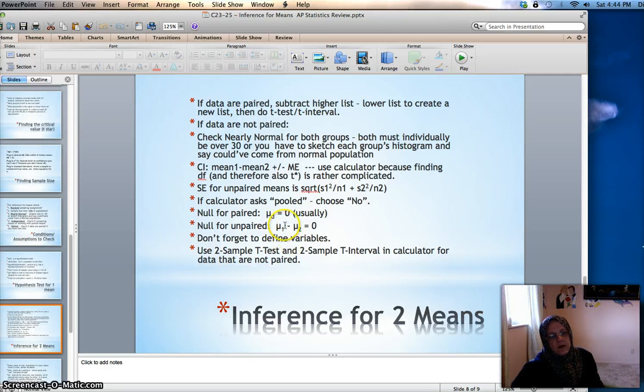Make sure you say that this is the mean of the women, this is the mean of the men, and be as specific as you need to be. So like maybe this is the mean weight of US women, this is the mean weight of US men. So don't forget to define those variables and make it clear when you define them that you're talking about the parameters, not the statistics. You're talking about the population, not the sample. Then you use a two-sample t-test or a two-sample t-interval, depending on whether you want an interval or a test, in the calculator for data that are not paired.